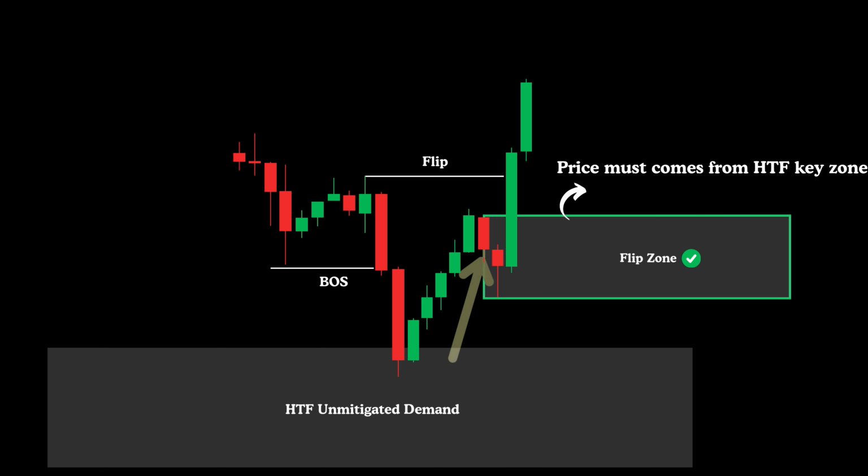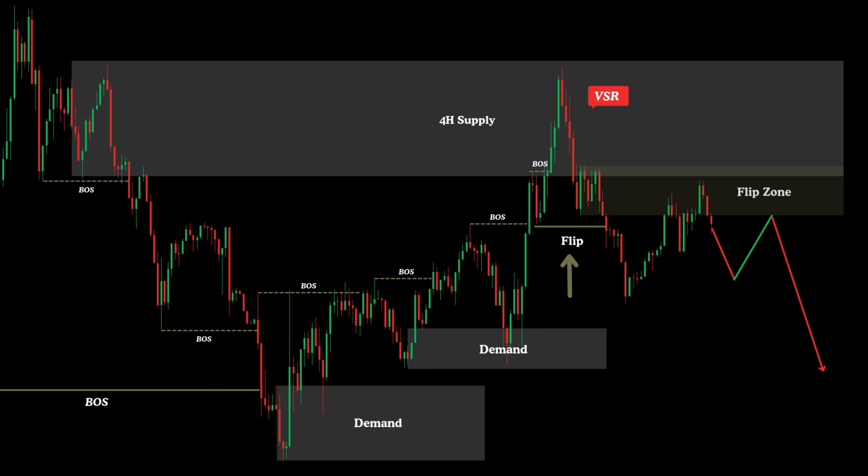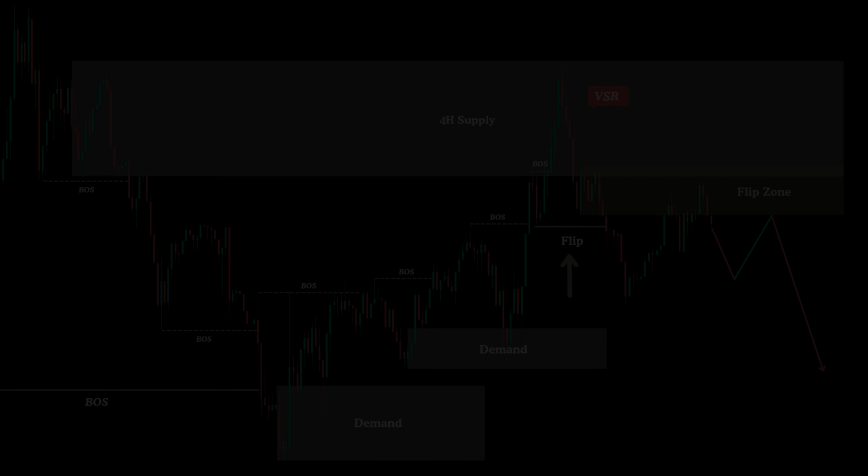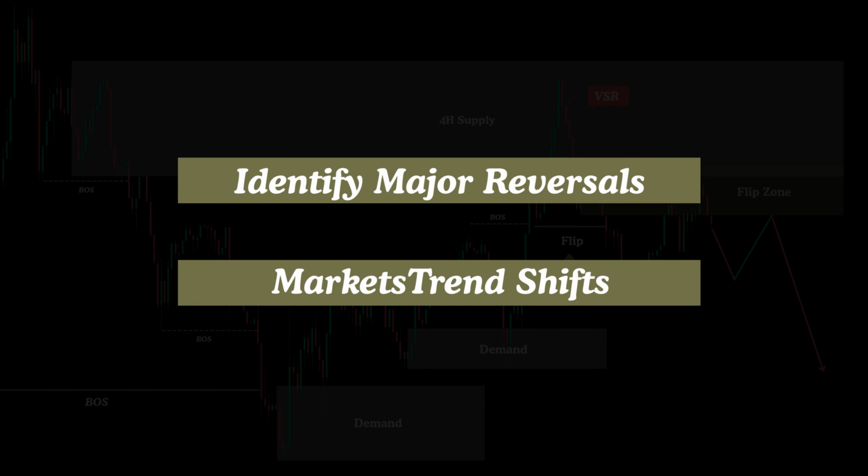Flip patterns remain one of the most overlooked setups in smart money concepts. Still, they deliver some of the top win rates of any SMC model. And when you align them with higher time frame context, they become far more effective than standard change of character setups. If you understand flips correctly, you can spot major reversals and trend shifts before the market makes its move.